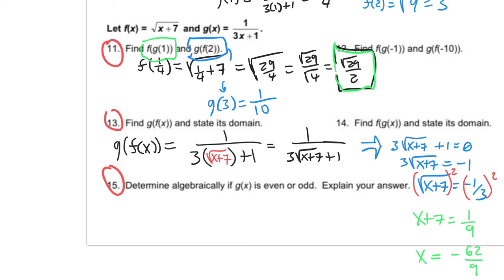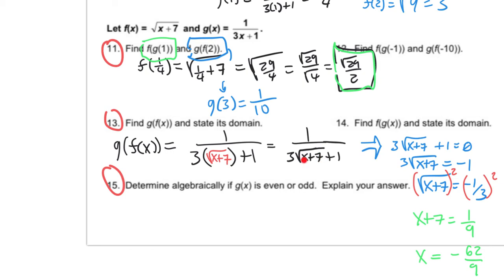Okay, now here's the deal. Whenever you square both sides, you have to check for extraneous solutions. That might be an extraneous solution. How do you know if it's an extraneous solution? Well, you plug it back in. Now, -62 over 9, plug back in for x. Let's make sure this is clear. The radical symbol goes there. So -62 over 9 plus 7. Well, 7 is 63 over 9.